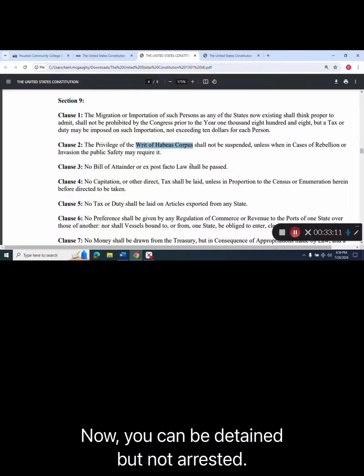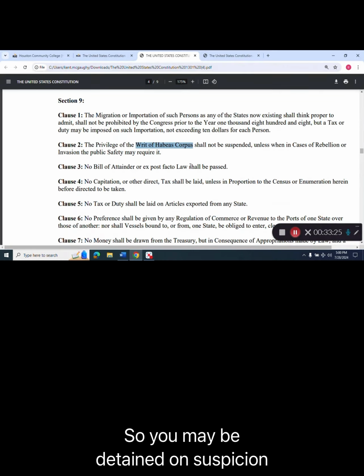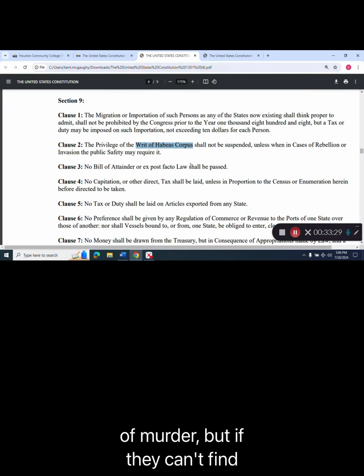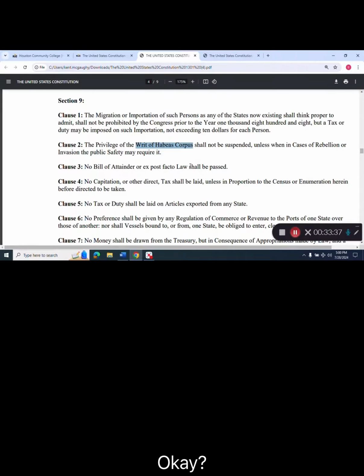Now, you can be detained but not arrested. Okay? Because sometimes it takes time to get information. So you may be detained on suspicion of murder. But if they can't find the evidence to actually charge you with murder, they have to let you go. Okay? And that's part of the writ of habeas corpus.